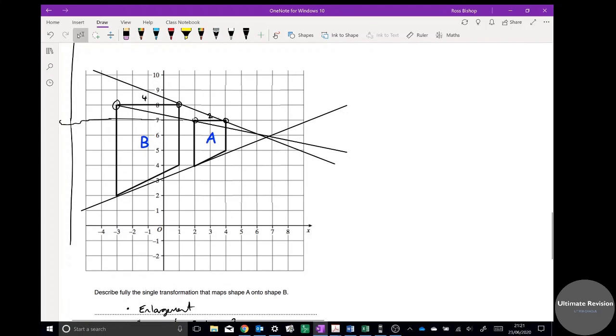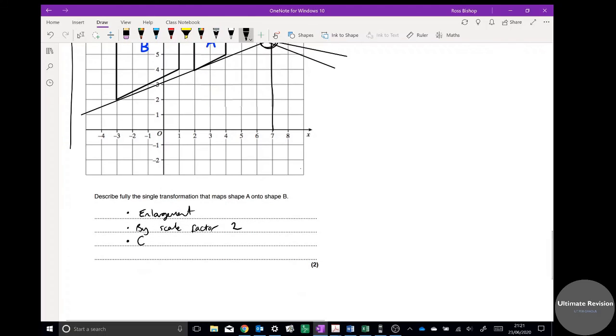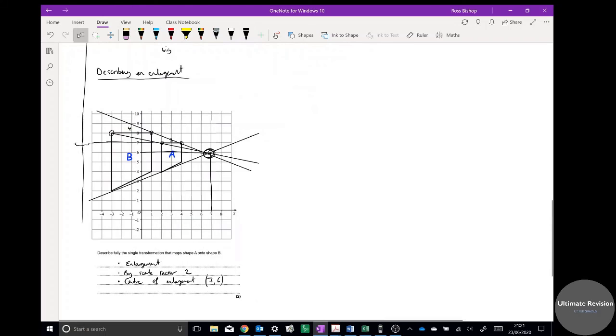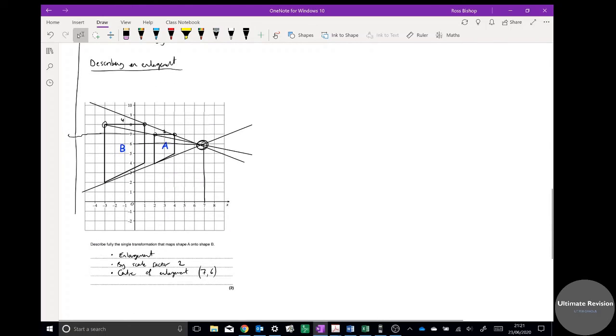And they will, if you've done this properly, mine is sort of a little bit pixelated, they will cross at an exact point, and that point, if I did do it properly, should be 7, 6. So centre of enlargement is going to be 7, 6. Okay, and that, guys, is all of translations, all of enlargements.